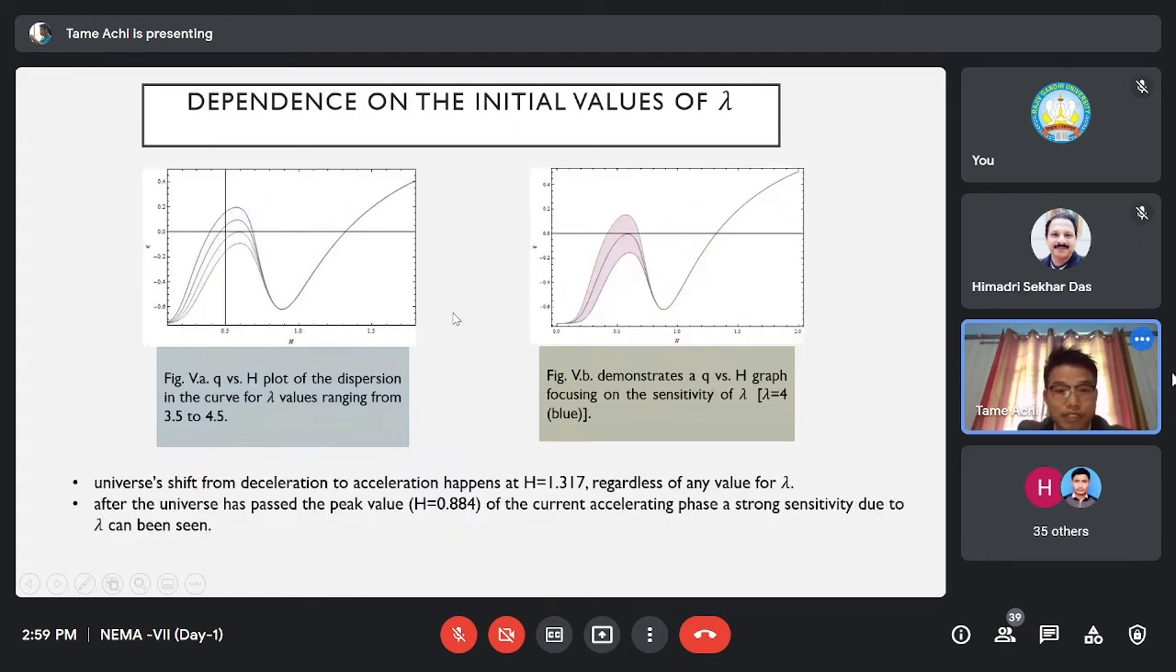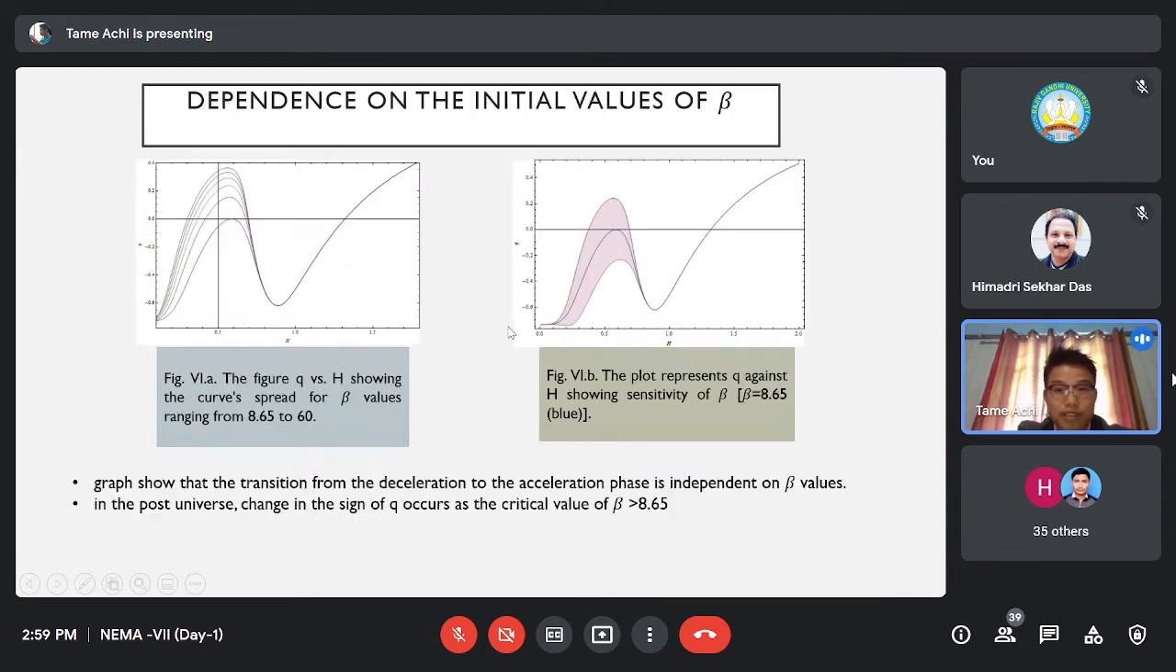And this is lambda, and from here we can see that the nature of the curve depends upon the value of lambda in the future universe, but it does not depend on the transition point that happened in the past. And this one is beta. Again, the transition from deceleration to acceleration remains independent of the beta value, and in the future universe we see there is a dependency on beta.